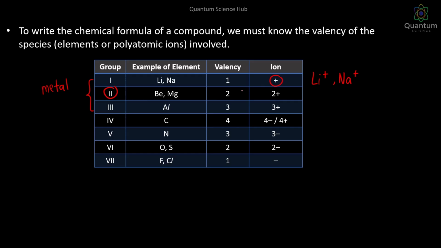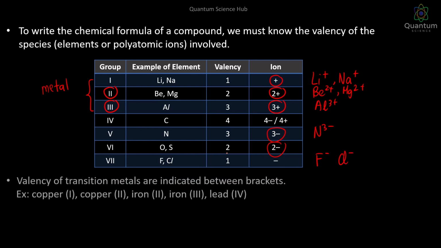While group 2, the ion here is 2 positive. Group 3, that means the ion here is 3 positive. So Be 2 positive because it is in group 2. Mg 2 positive. Aluminium is 3 positive and so on. Okay, the same thing with the nitrogen, oxygen, and fluorine here. So nitrogen is 3 minus, while fluorine is negative, or chlorine is also negative.